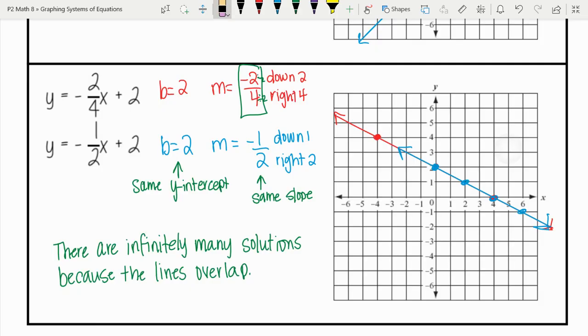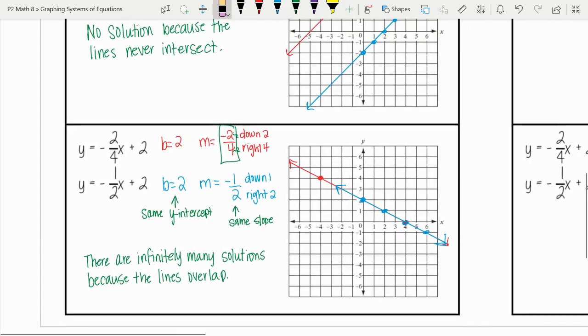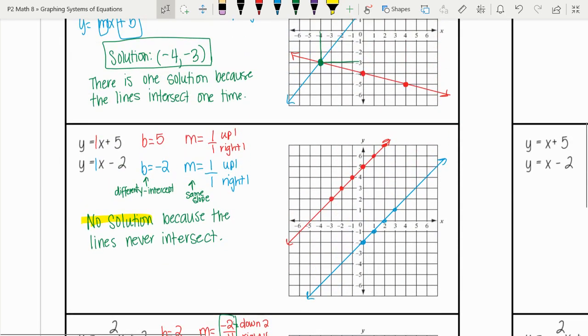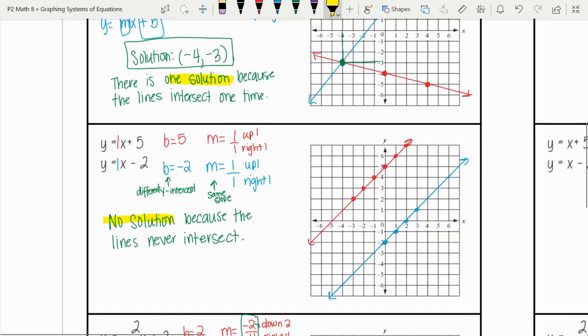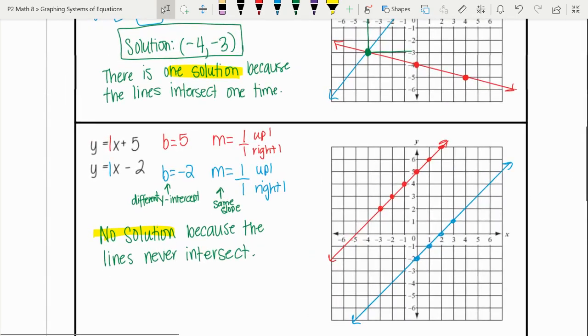So there you have it. So we have 3 different cases that we're looking at for number of solutions. We have infinitely many solutions, no solutions, or one solution. Okay, so we'll get some more practice with determining how many solutions the systems have.